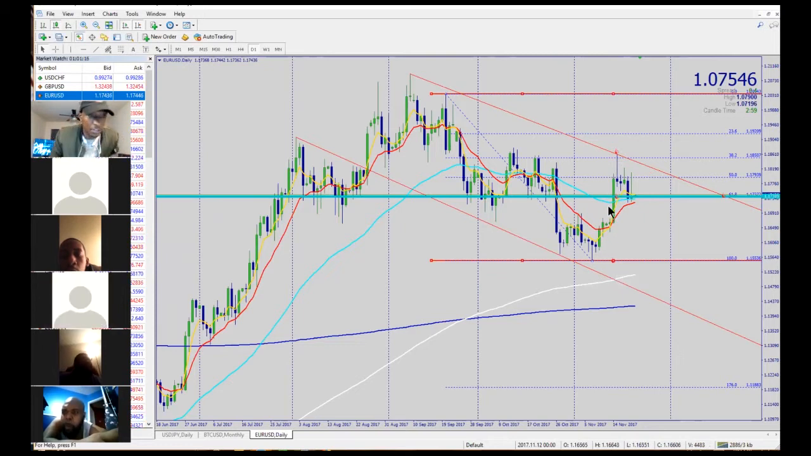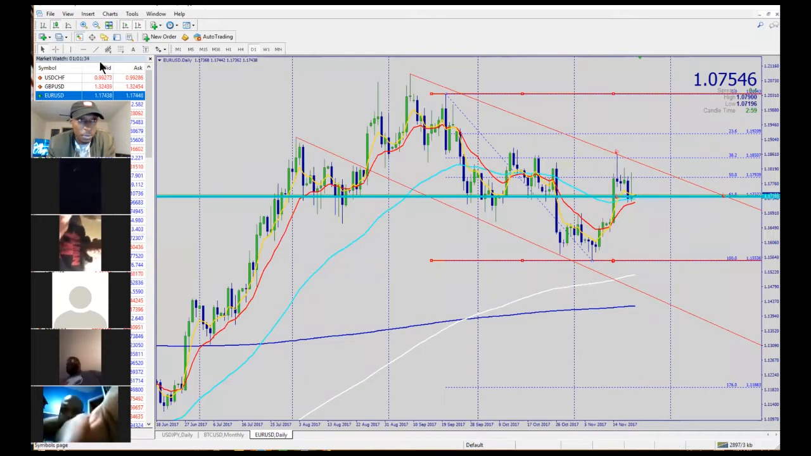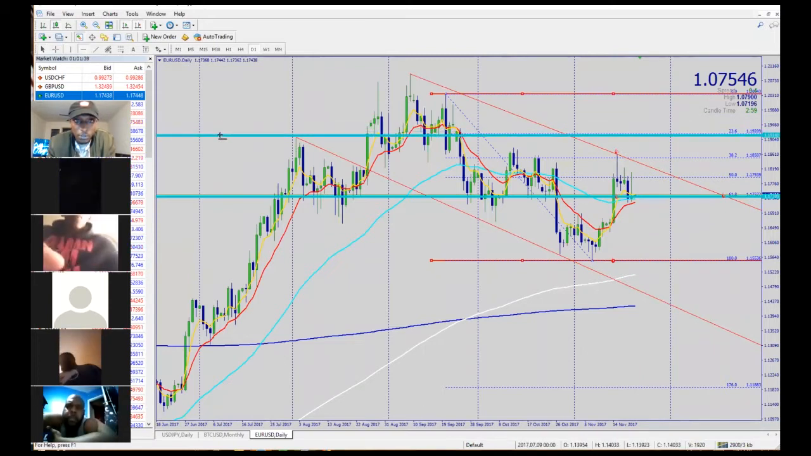Y'all in the group, y'all remember me saying, when you see the flag, go get the bag. This is a flag pattern right here. That's letting you know that a breakout is about to come. I know this because I already see it's a head and shoulders pattern. So I'm gonna draw that up right here too. That's something that I went over last week. So boom, I draw that right there.